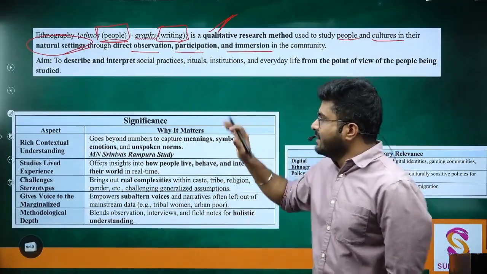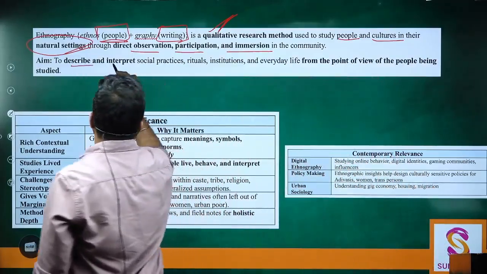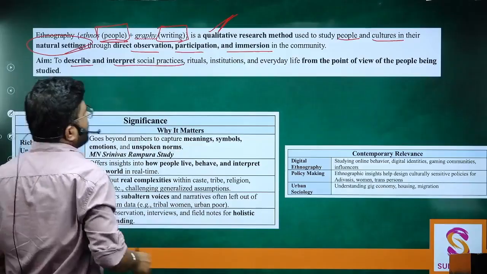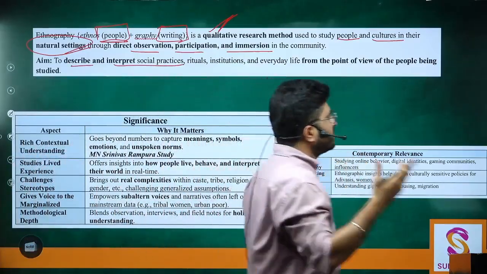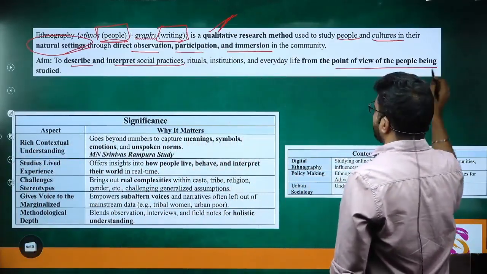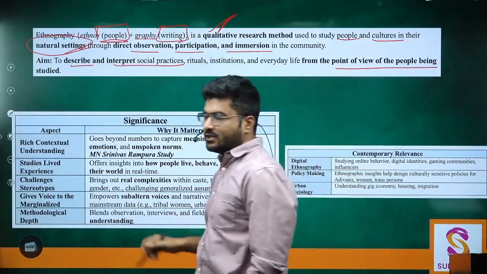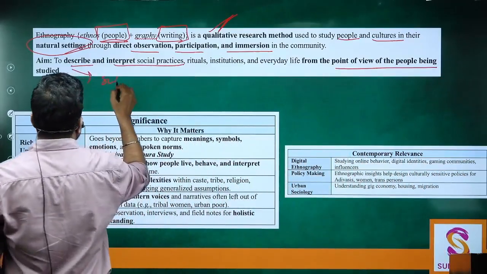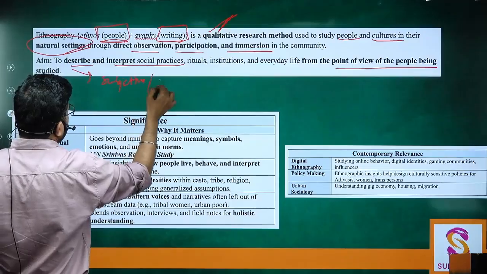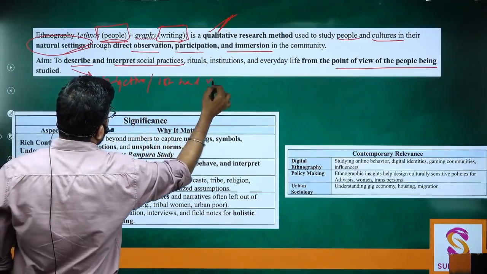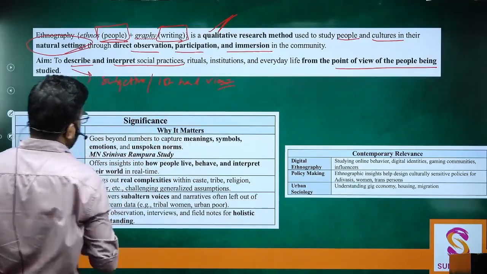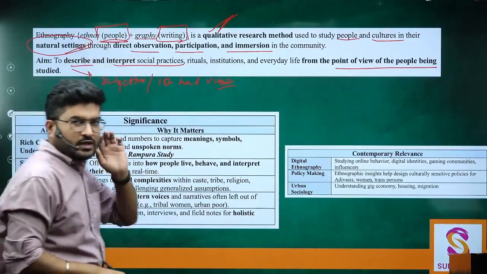Okay. Its aim is to describe and interpret social surroundings, rituals, institutions, their everyday life forms from the point of view of the people who are being studied. So again, it is focusing on subjective, first-hand view. Okay. What is the significance of ethnography then?